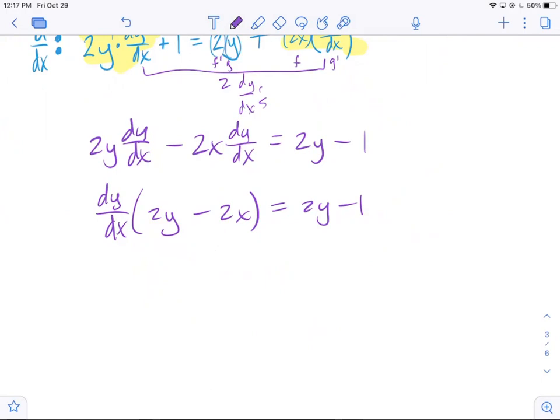We divide through by what we're multiplying dy dx by. And it divides out on the left, and we're left with 2y minus 1 all over 2y minus 2x.